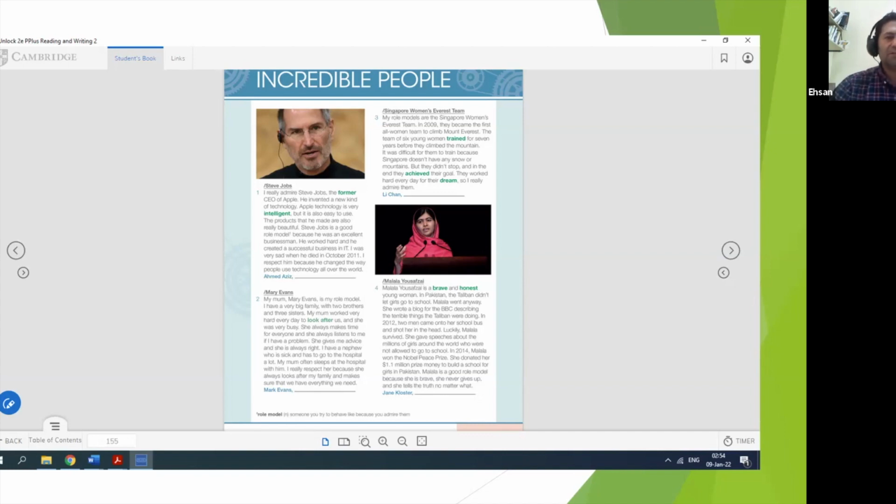At first glance, there is a photo of a man and there's a photo of the lady. Both of them are famous somehow. Of course, the first photo is very well known for the learners. The other one, sort of, at least in some parts of the world. And there are also 2 other short texts about Mary Evans and Singapore Women's Everest team.